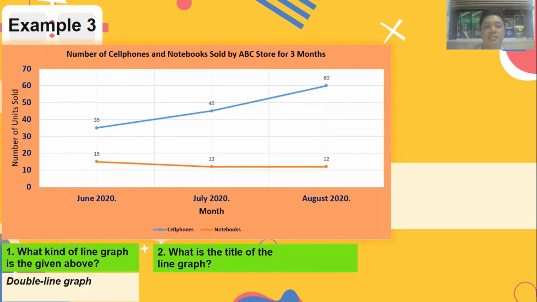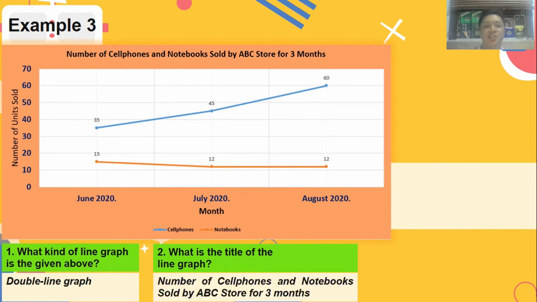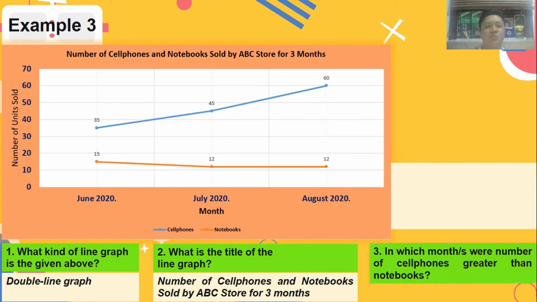So what is the title of the line graph? Very good. So the number of cell phones and notebooks sold by ABC store for 3 months. In which months were the number of cell phones greater than the notebooks? All right, correct. The months of June, July, and August, as seen and presented on the line graph.